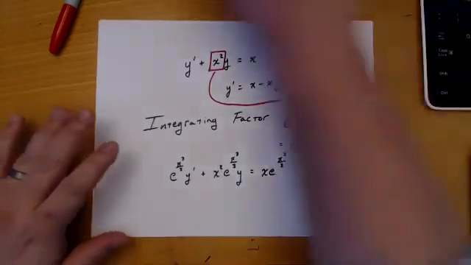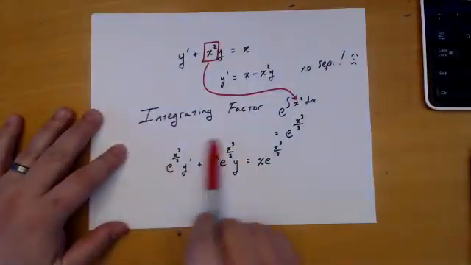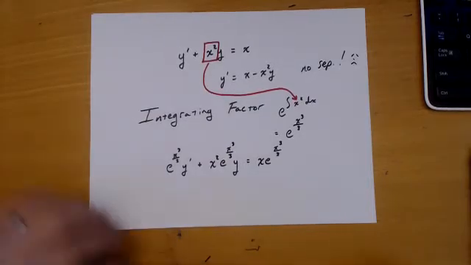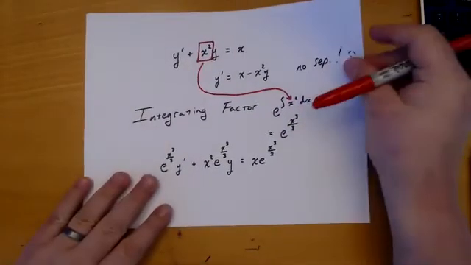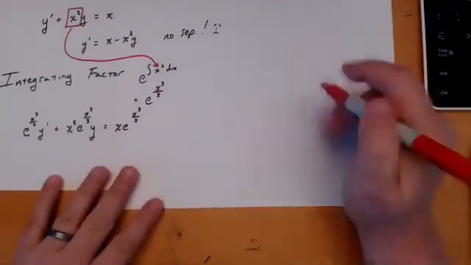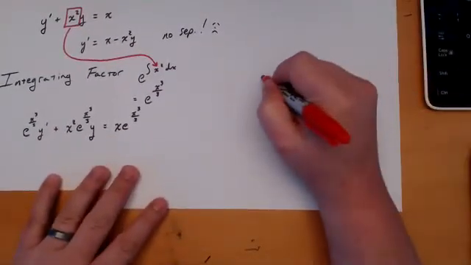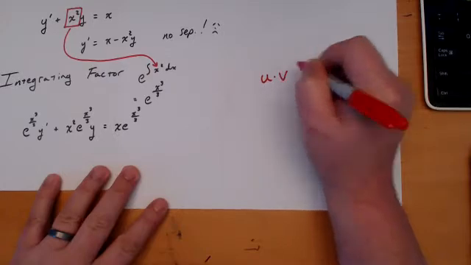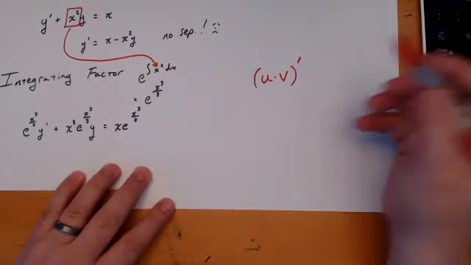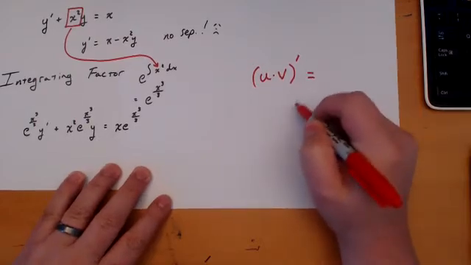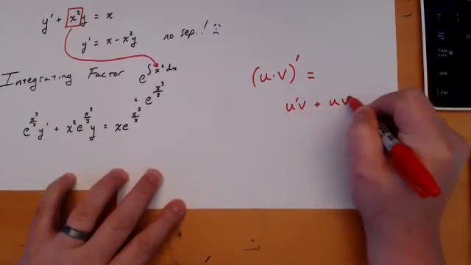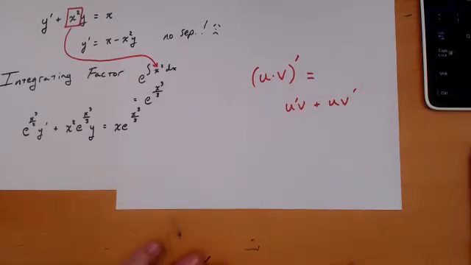Now, here's the trick. You got to look at this mess really, really carefully. And before I go too deep, I want to remind you of something that we've already seen. Just off to the side, I want to jog your memory. If I have two things, u and v, and I take the derivative of them, that's the product rule. And the product rule says that it is u prime v plus uv prime. Agreed?